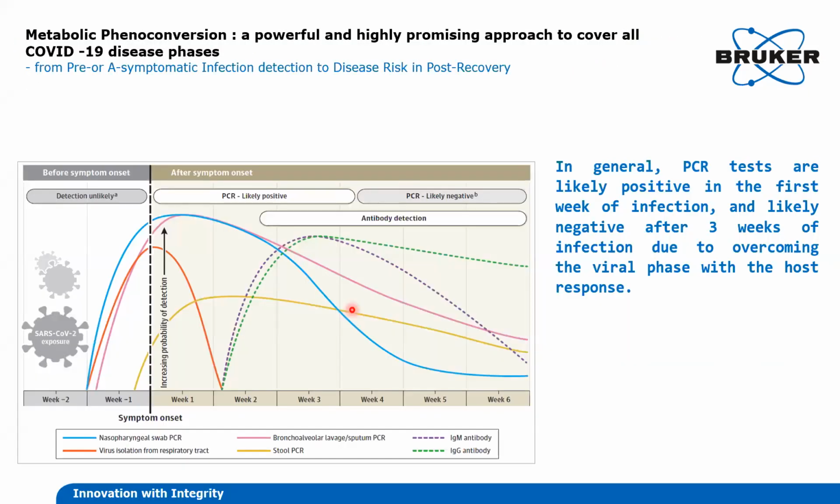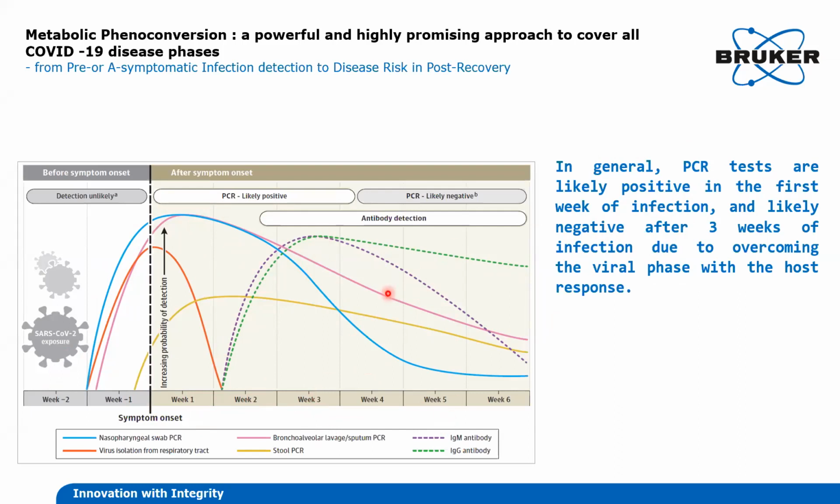So when you look into this test, for the RT-PCR test, in general the PCR tests are likely positive in the first week of infection. So this is here. After the third week of infection, the PCR test becomes negative. So this is the limitation of the RT-PCR. And when you look into the antibody test, the antibody test is only active from week 2 onwards, starting from week 2, week 3 onwards.